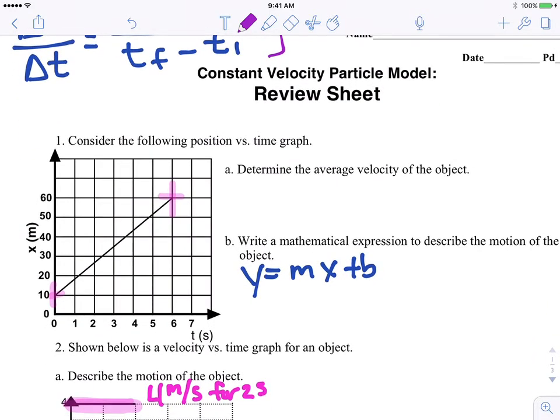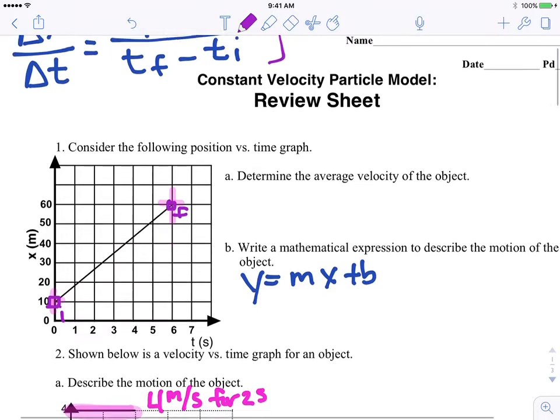So I've already done that here. I've marked off 2 spots. You can choose any 2 spots you want. I usually choose the easiest 2. Usually it's the beginning and the end of the line, and I've done that if you can see that in pink highlight. So the 0, 10 right here, that is our initial time and our initial position. Here, our 6, 60, this is our final position and our final time.